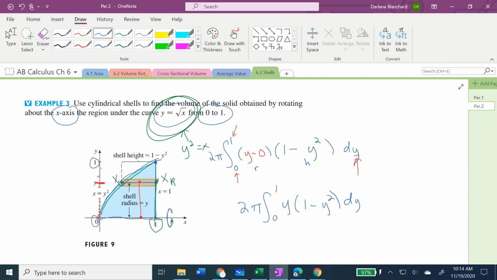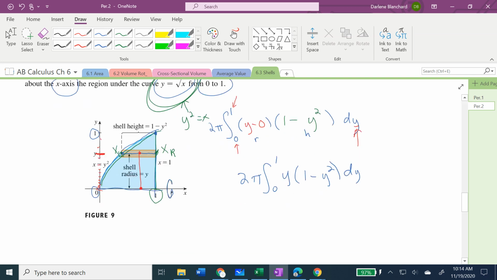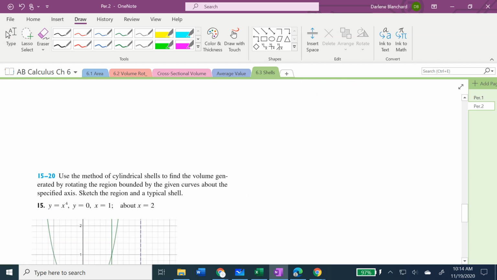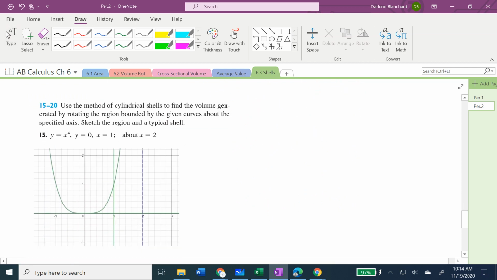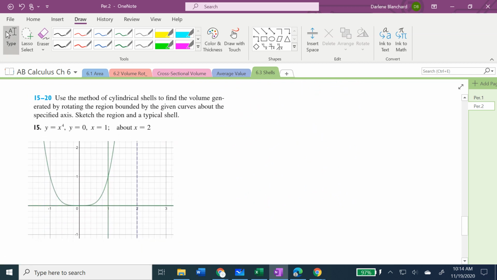So we are now going to look at some problems where the axis of rotation is not the X or the Y axis. Now, when you hit homework problems that start with number 15, that's when you stop using the X-axis or the Y-axis for the axis of rotation.